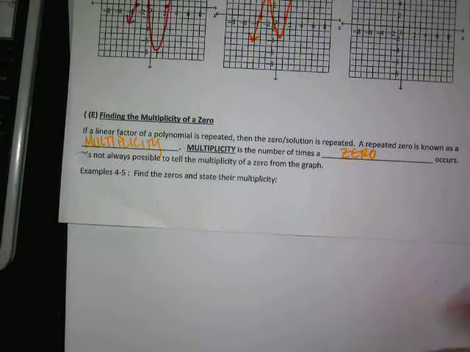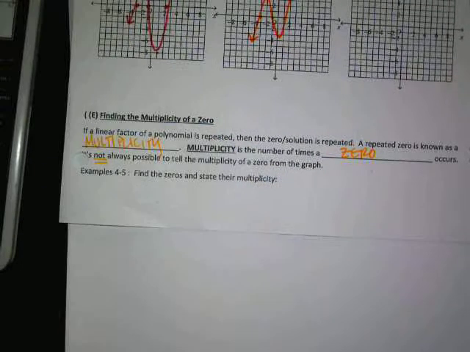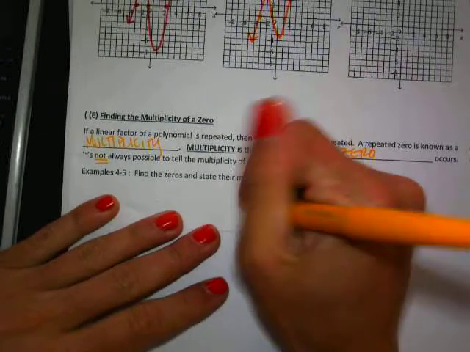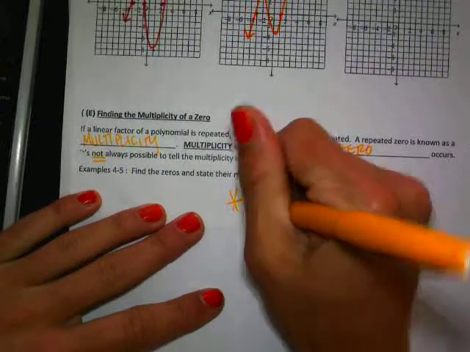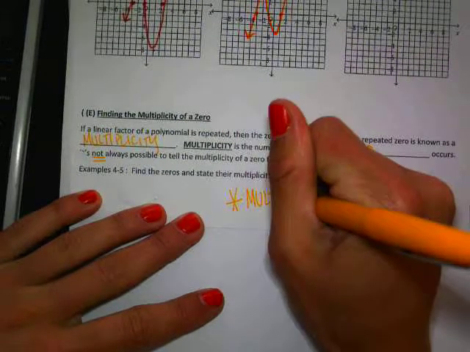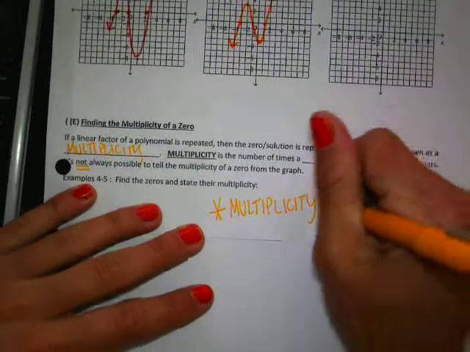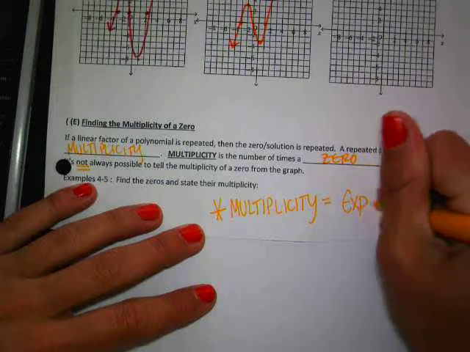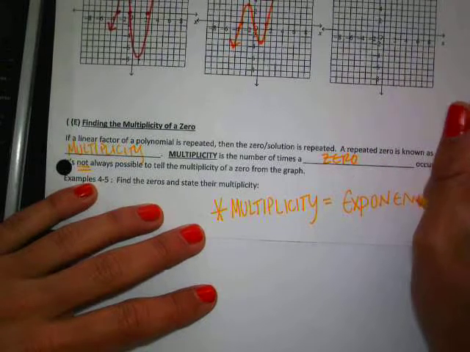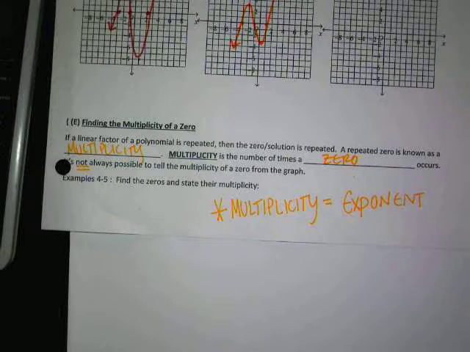It's not always possible to tell the multiplicity of a zero from a graph. So it is not always possible. Which means that we have to do it by hand with algebra by factoring. All right, so you cannot do this one in the calculator with the graph. Put a little star. Multiplicity. Say multiplicity. Good job. Multiplicity is going to be the exponent. All right, so we're going to tell the multiplicity from the exponent. It's actually not that hard.